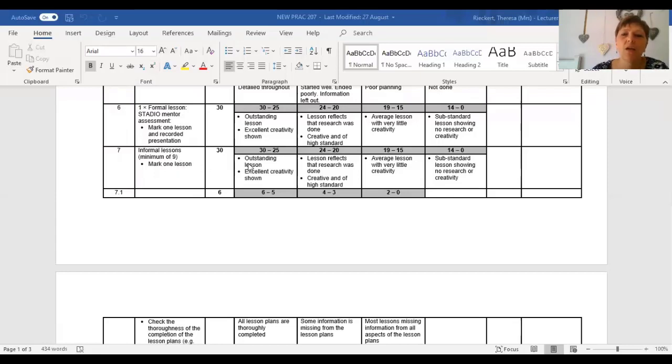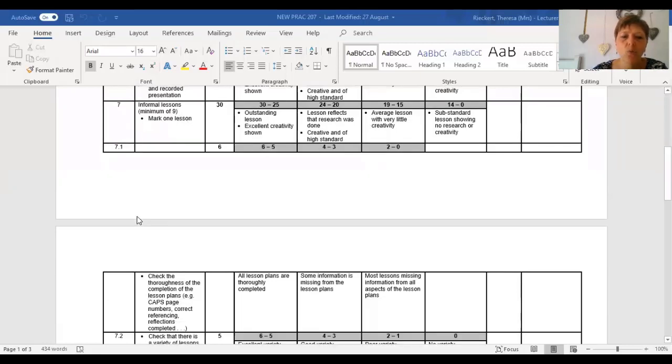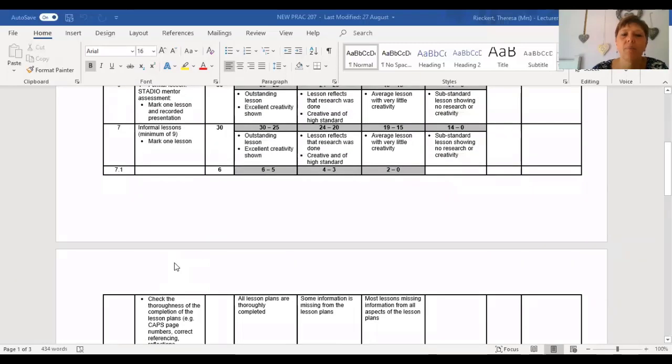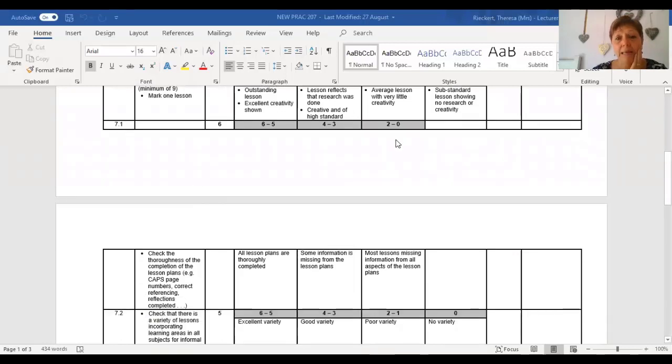Okay, so you will capture a mark out of 30, and then you will see that the following points on the rubric are now 7.1, 7.2, and actually number 8. All of these criteria have to do with the informal lesson. Okay, so you will have to check all 9 informal lessons.